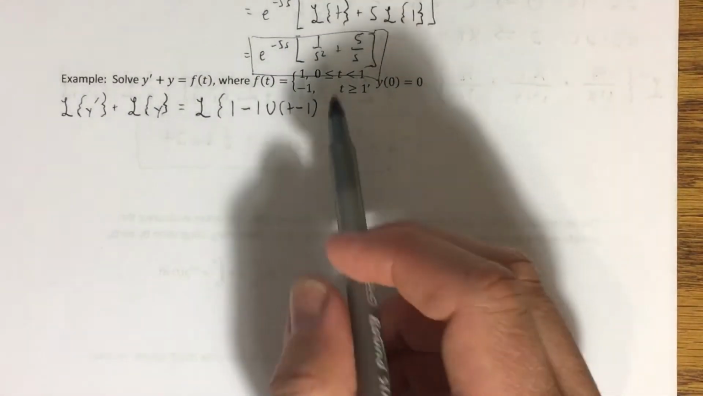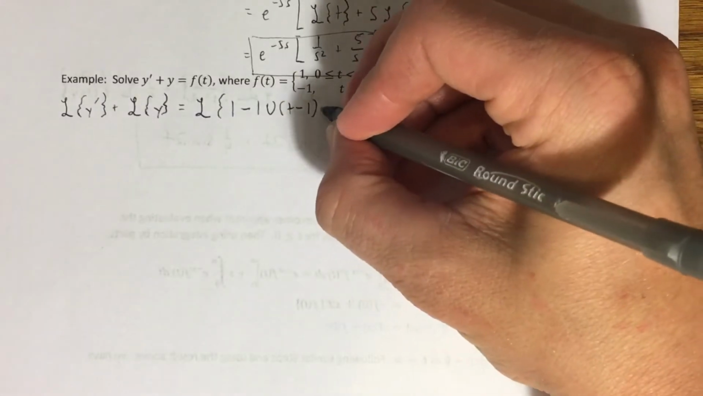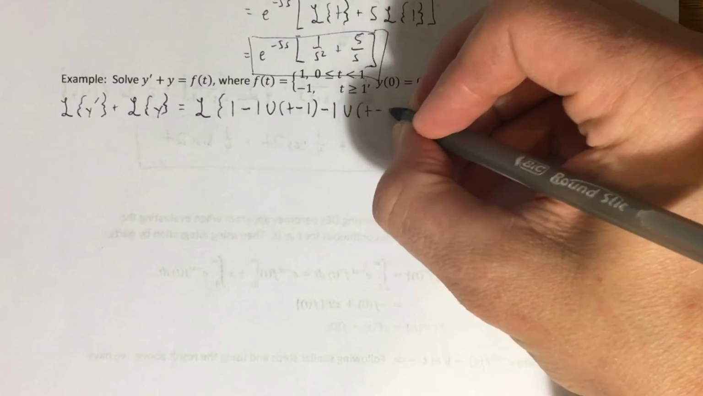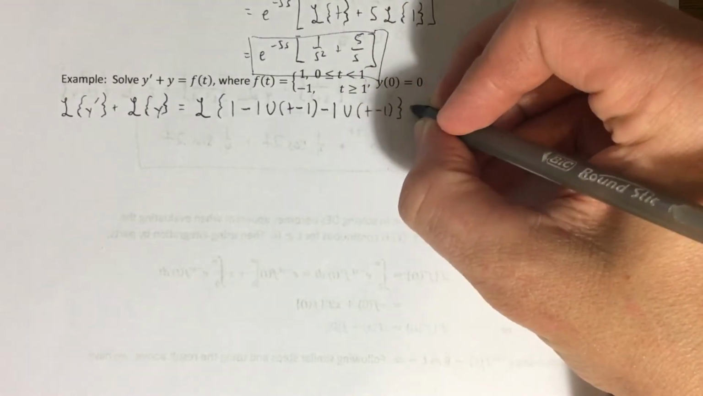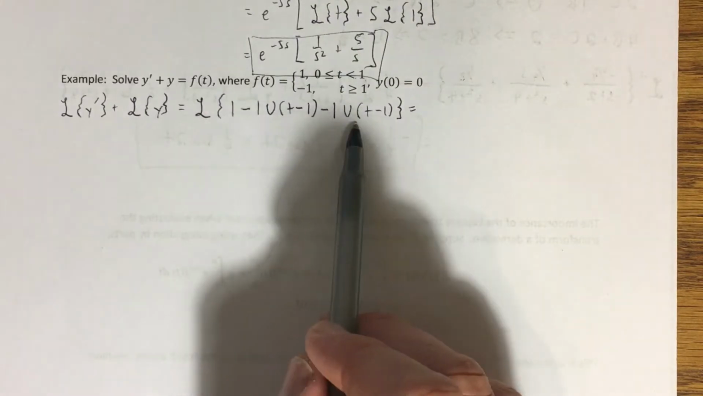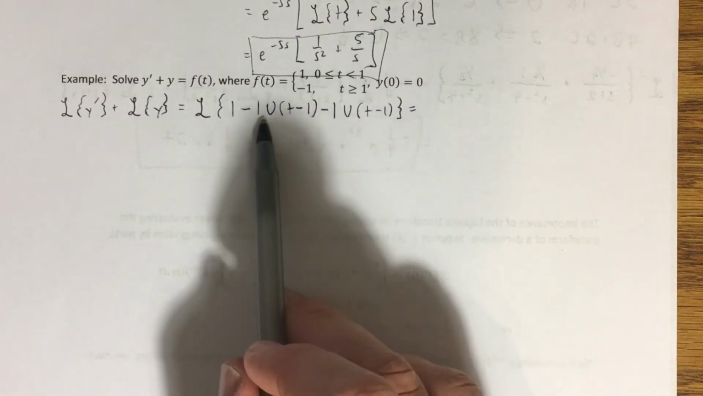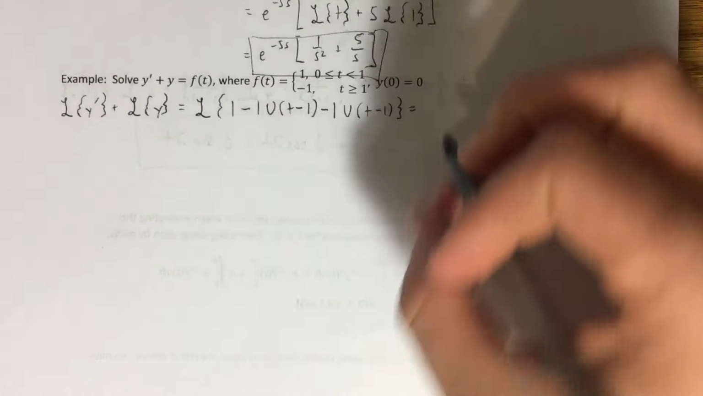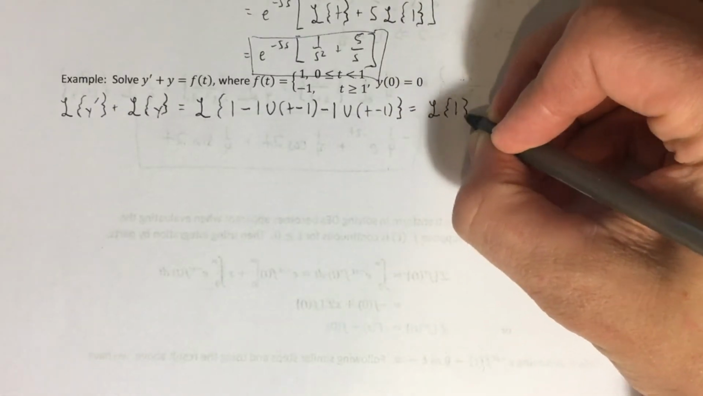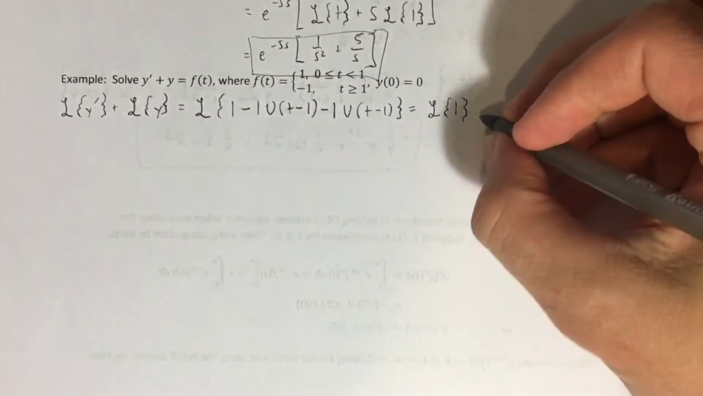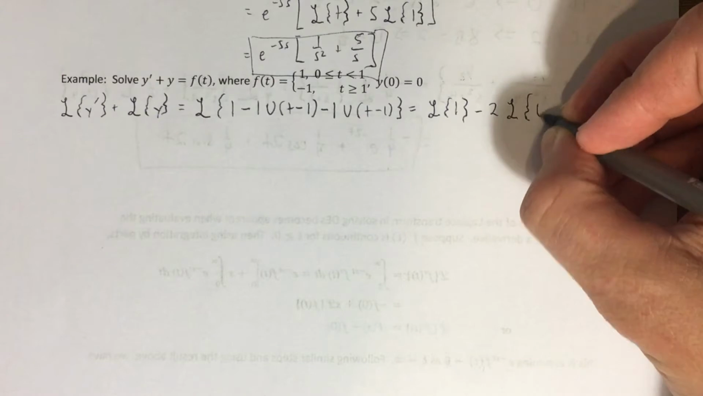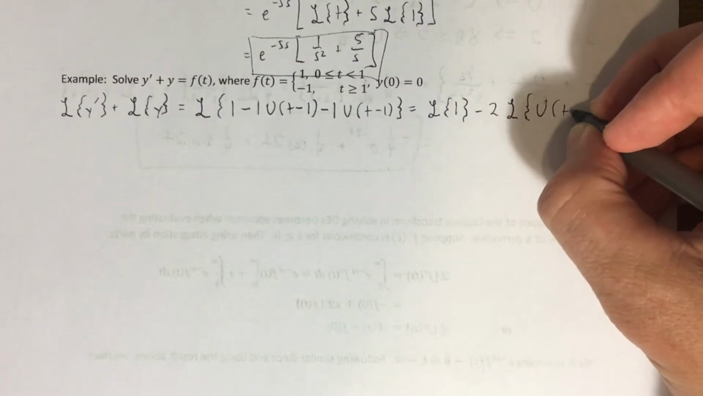Plus h of t, which is equal to negative 1, so that also looks like negative 1, times the same unit step function, u of t minus 1. Okay? Let's break this up. So this would simplify. Notice these are common terms here. So this plus this is equal to negative 2 u of t minus 1. And using my linearity property, we can write this as the transform of 1, pull the negative 2 out, Laplace transform of u of t minus 1.